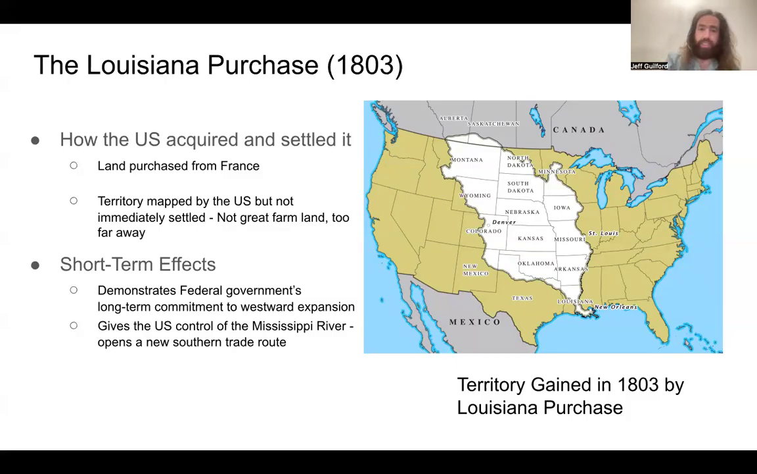So the first big addition to the Union happens in 1803, and this is the Louisiana Purchase, which you can see here. It basically doubles the land area of the United States in a single stroke of a pen. So the United States is able to just buy all of this stuff from France in 1803.